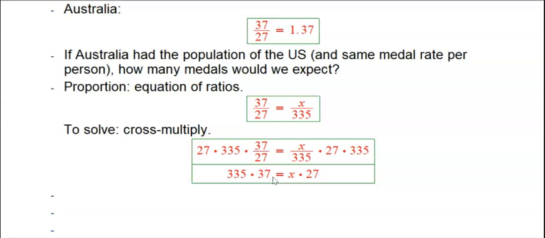And what we get is what we call the cross product property, that the product of this numerator and this denominator, these are sometimes called the extremes of the ratio, is equal to the product of this numerator and this denominator. This is sometimes called the means of the ratio. I never use that terminology pretty much. I just know that if you cross multiply, you get this. And then we can just do one more division. We can divide by the 27. So 335 times 37 over 27 equals X. And then we can do a numerical calculation.